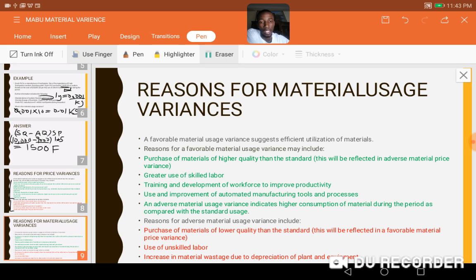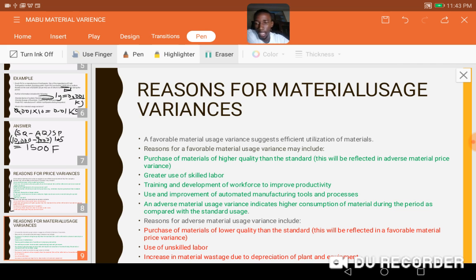That means such an item or raw material will need to be thrown away because it has been mismeasured. It hasn't been measured out accordingly. Therefore, you have to throw it away and cut a new one, and try to make it the required size or length. So unskilled labor are bound to make such mistakes. But with time, they will improve.